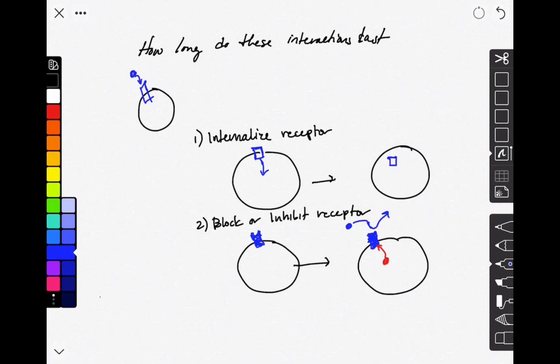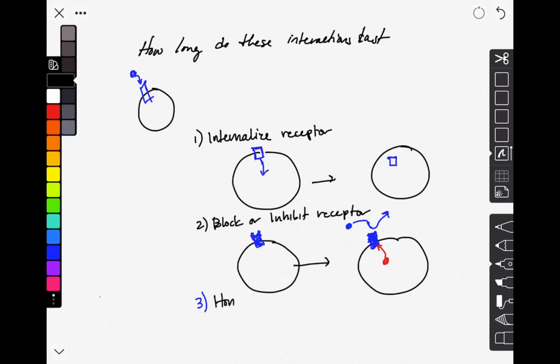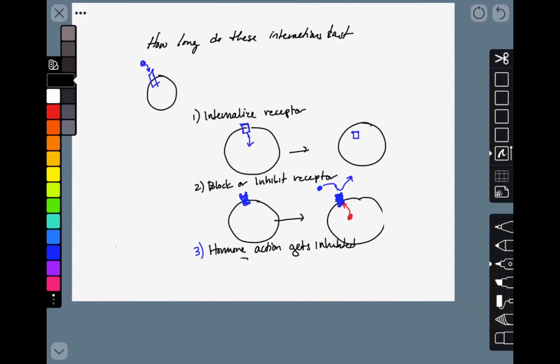The last thing that can happen is that the hormone's action gets inhibited. And what I mean is that hormones typically act through multi-step processes. So this receptor is going to cause something to happen, and that thing is going to cause something else to happen. And there could be some sort of reaction that's going to stop one of those steps.